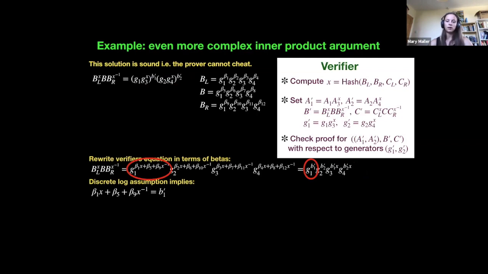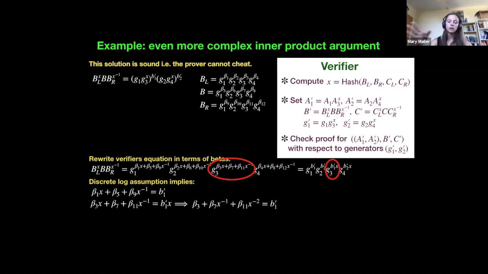So in particular, just looking at the first generator, we know that beta 1x plus beta 5 plus beta 9x minus 1 must be equal to B1 dash. Similarly, looking at the third generator here, and the reason I'm looking at the third generator is because I want to separate off this B1 dash term, and that's where the B1 dash term appears on the right-hand side. Now we have beta 3x plus beta 7 plus beta 11x to the minus 1 is equal to B1 dash x, which if you take x to the other side, you get a nice equation just in terms of B1 dash.